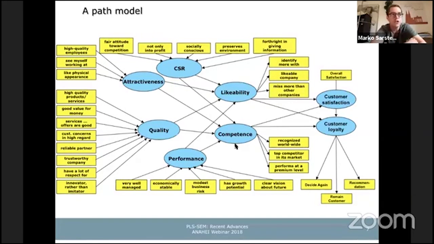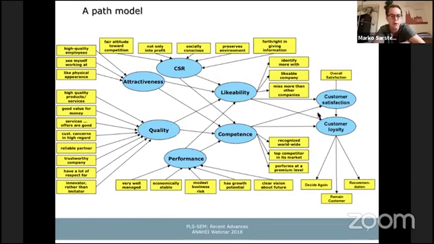This model is also about learning about the antecedents of reputation. These have been identified in prior research works. And you can see here several of these, such as CSR, which stands for corporate social responsibility, attractiveness of the company, quality, performance. So these are the antecedents of reputation, of the two reputational dimensions. We're also looking at the consequences of reputation, more specifically on customer satisfaction and customer loyalty.